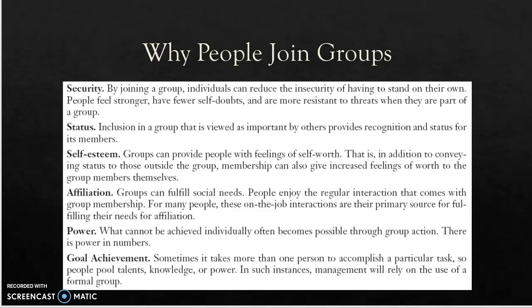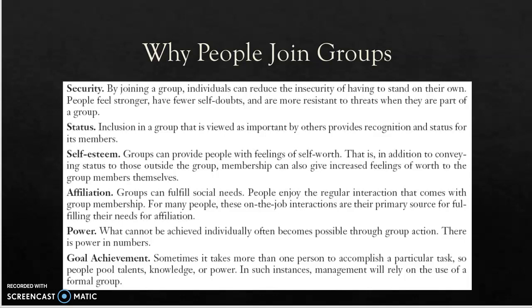They can see their self-esteem grow. There's affiliation. We are all social people, and people enjoy regular interaction with others to varying degrees. So if being affiliated with a certain group allows for that social interaction to happen. There's power in group settings. What can be accomplished individually is often less than what can be accomplished when people work together, and so people can join groups to accomplish more.